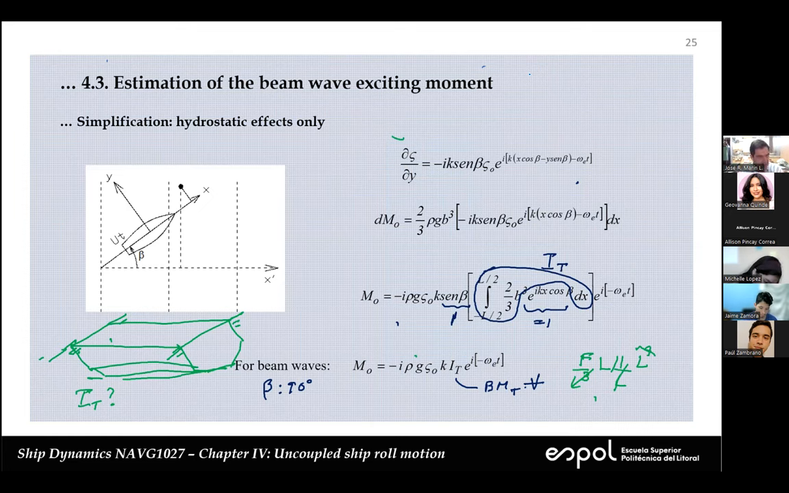The answer, Zambrano? You got the answer? Four B cubed multiplied by L over three. Say that again, please. Four B cubed multiplied by L over three. Like this? Over.